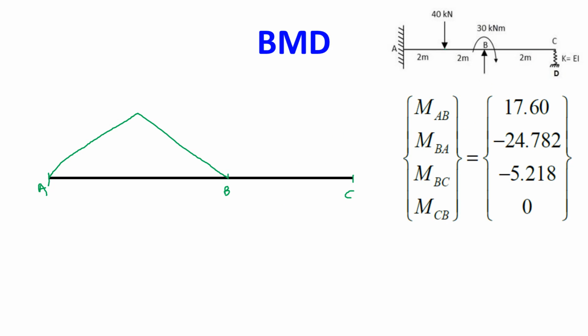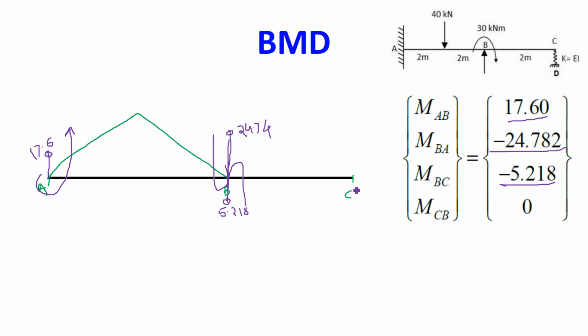Okay. Now moment MAB is equal to anti-clockwise 17.60, so it must be upward 17.60. MBA is equal to clockwise 24.78, and clockwise means upward, so it is upward 24.78. MBC is also clockwise 5.218, and here it is downward 5.218. Okay, and at point C it is 0.